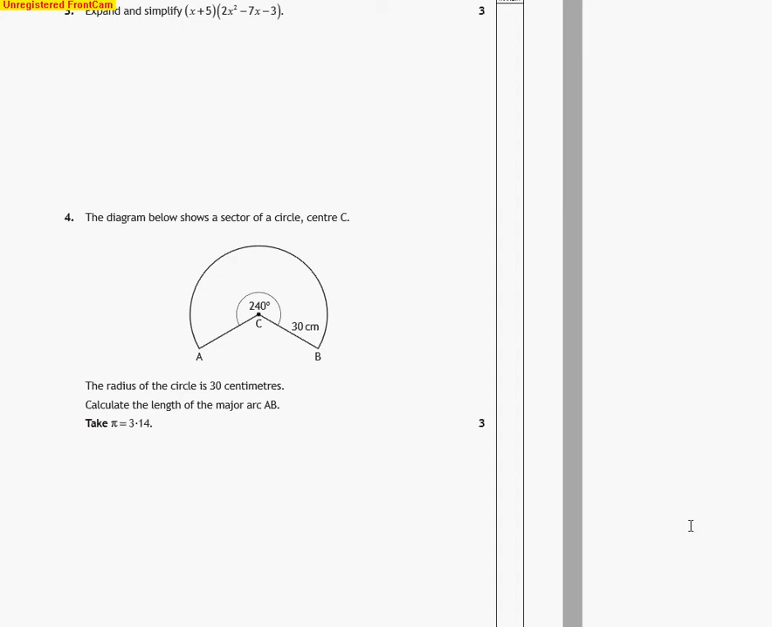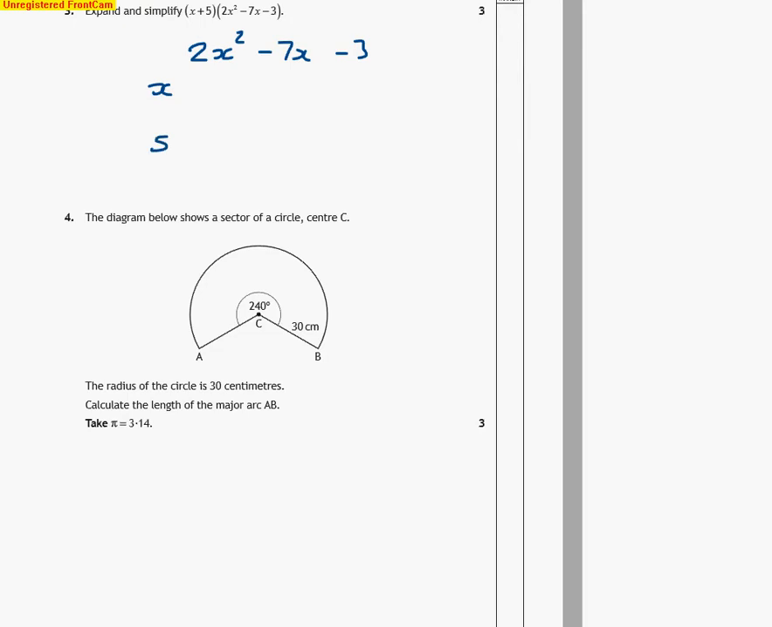Okay, question 3 and question 4. Question 3, brilliant question, nice and straightforward. Doesn't really get a huge amount easier than this. The best way, I think, to do it is to draw a little table. Okay, so I like to say 2x squared minus 7x minus 3. And then over here I like to do an x and a 5.